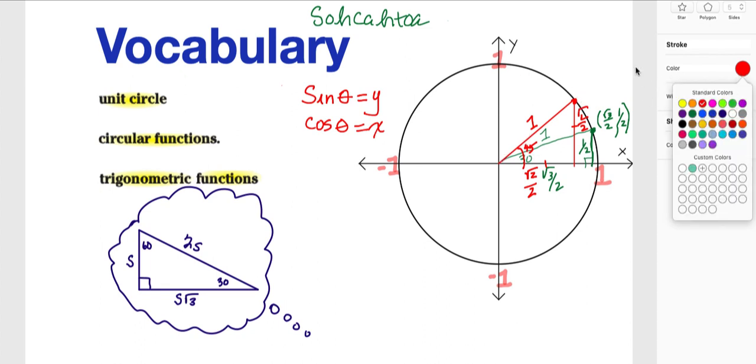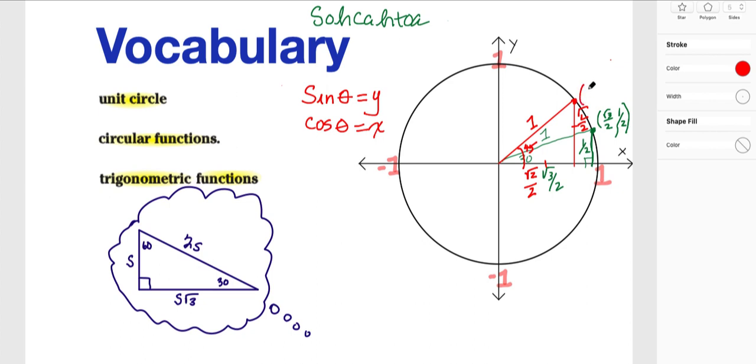Let me use another color. Okay, let me put this value in here. I'm so excited. I'm not writing all the information down.